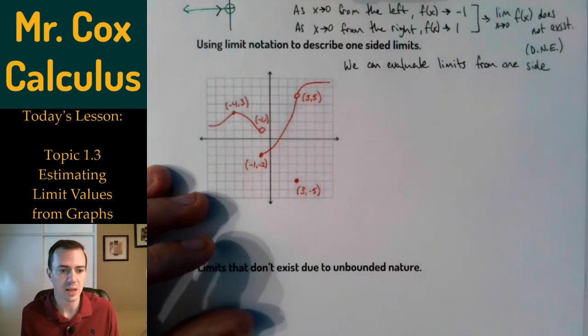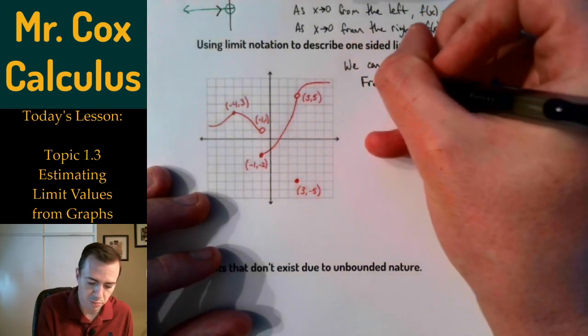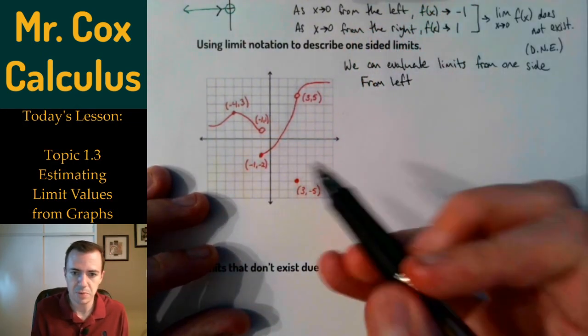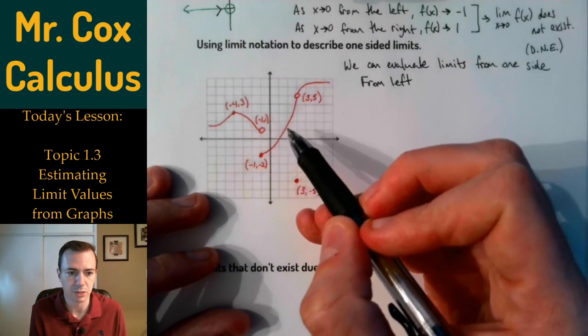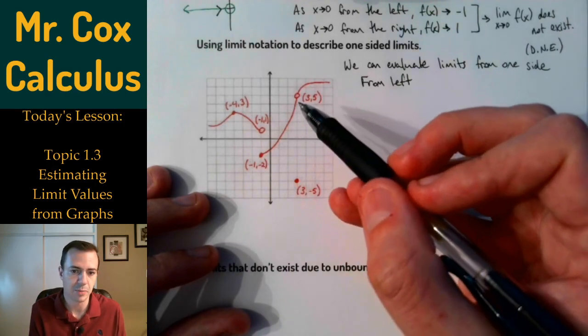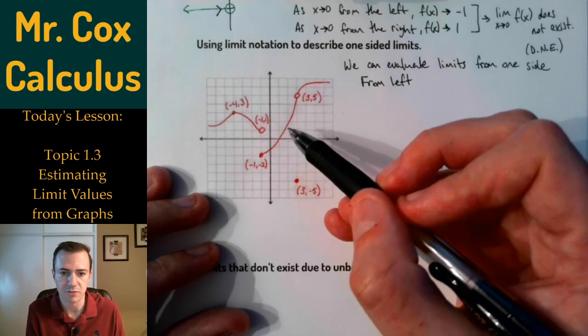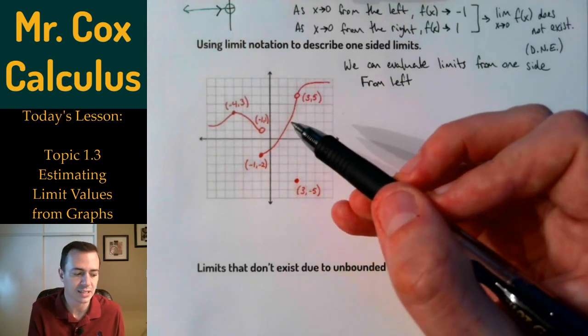And this is really about building that notation as I'm approaching values from the left. And keep in mind that that means that I'm going from left to right. So if I'm approaching a particular value, for example, in a moment we're going to find the limit as x approaches 3. Well, that means I'm approaching from the left. That means I'm approaching values less than 3.